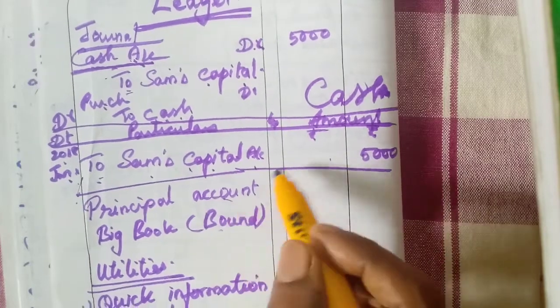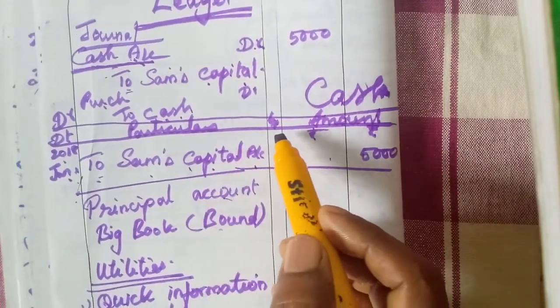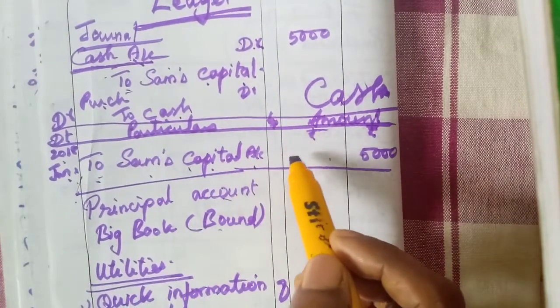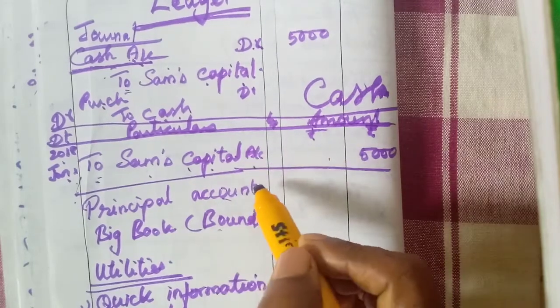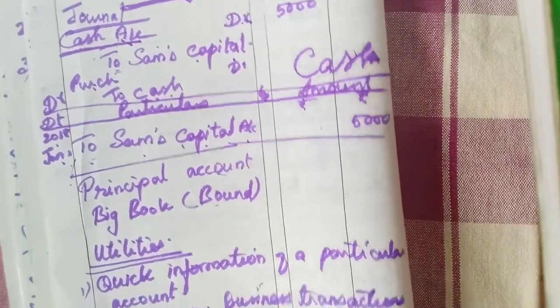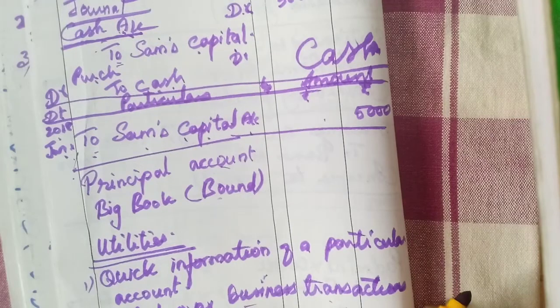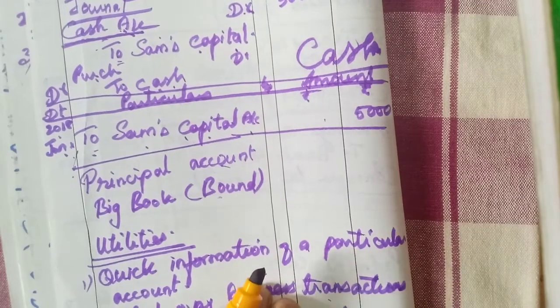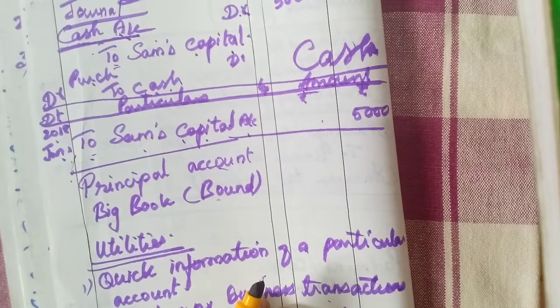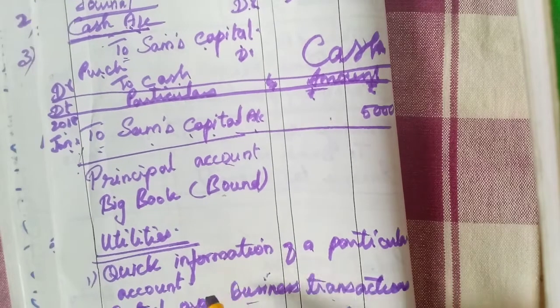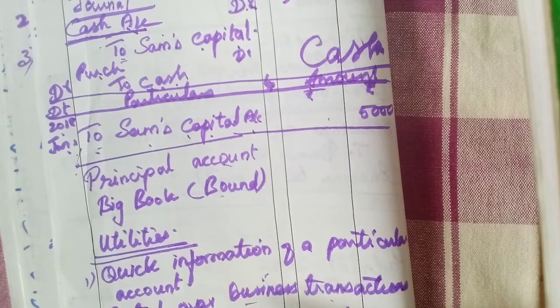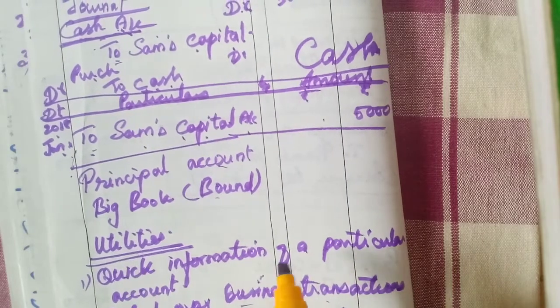Okay. Now we will learn one more theory portion. Then I will teach you how to prepare the journal entry. Journal entries, both we will learn together. This is the next step. Without journal entries, we cannot post them. We cannot prepare the ledger account. So we will prepare some journal entries and we will see the posting also.